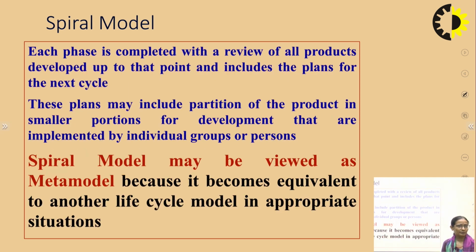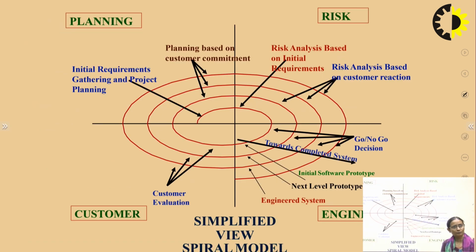Each phase is completed with a review of all products developed up to that point and includes the planning for the next cycle. These plans may include partition of the product into smaller portions for development that are implemented by individual groups or persons. So, it can be viewed as a meta model because it becomes equivalent to another life cycle model in appropriate situations.